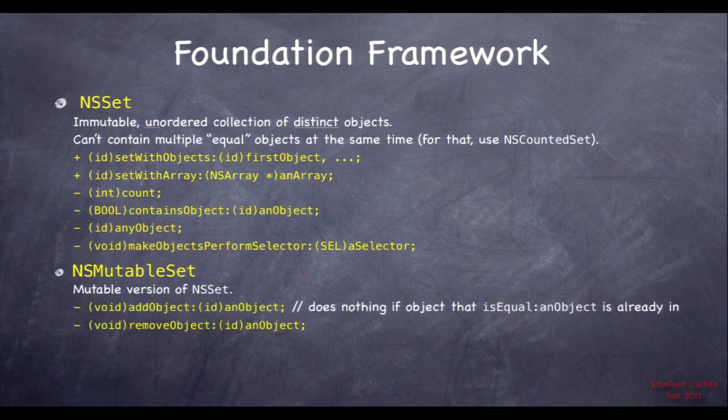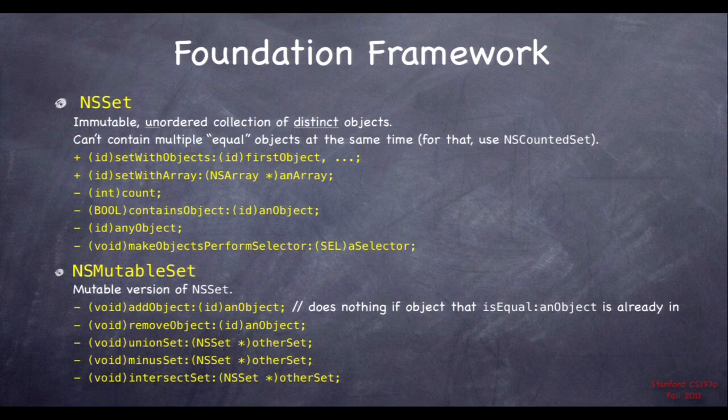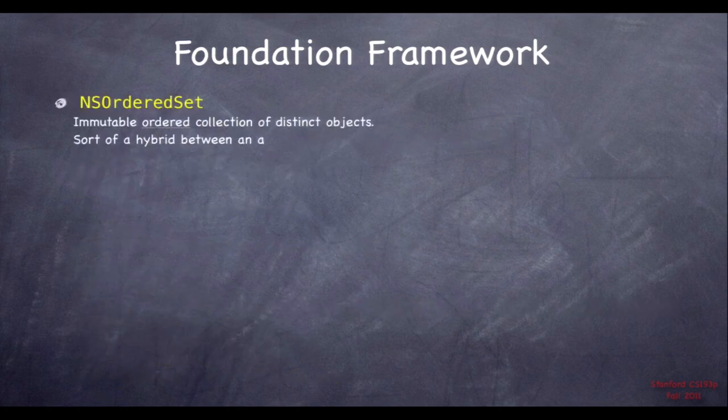There's a mutable version. It adds removeObject and addObject. Notice no insertObject atIndex. This is unordered. Okay, there's no order. It's just a bag of objects. If you call addObject and there's an object already in the set that is equal, it will do nothing. You can also union and intersect and minus sets. So if you want to do set arithmetic, you can do that as well.